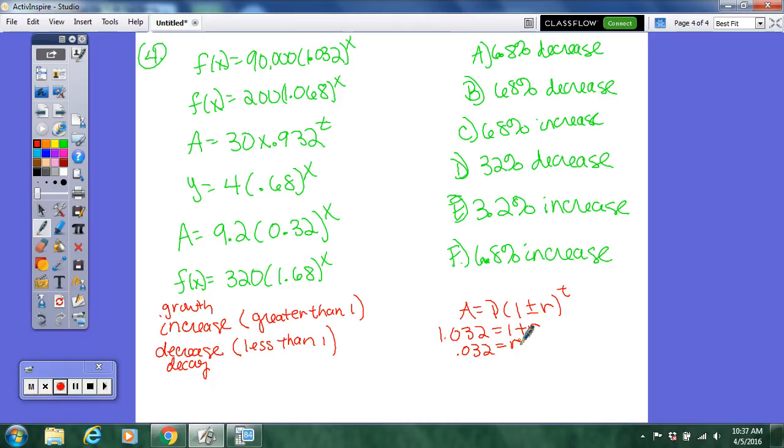So that's 0.032, but that's still not the rate. What do we have to do to that number next? Got to move the decimal 2 places to the right. We're multiplying by 100. So if I move it 2 places to the right, that's 3.2%, right? So we know that that top one is an increase because it's more than 1. And now we know it's a 3.2% increase. So this one is E.